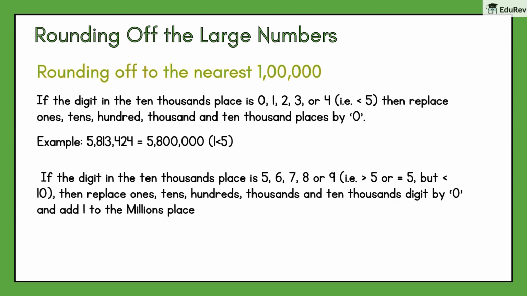However, if the digit in the 10,000s place is 5, 6, 7, 8 or 9, that is greater than or equal to 5, but less than 10, then replace ones, tens, hundreds, thousands and 10,000s digit by 0 and add 1 to the lakhs place. For example, 62,75,985 rounds up to 63 lakhs because the 10,000s place is 7. Now, let's explore the method to round off.